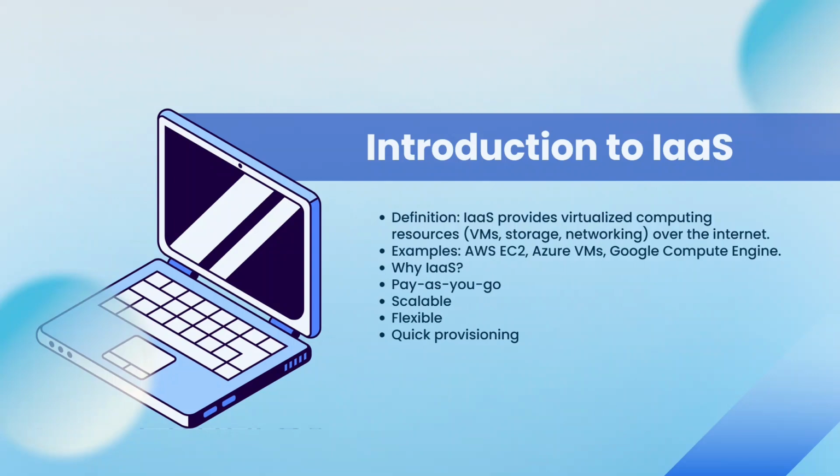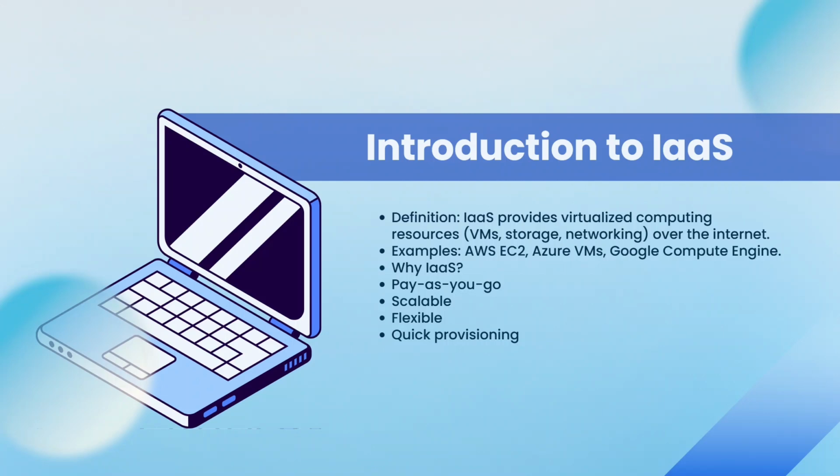Now let's look into the key components of IaaS. There are mainly four components. One is the virtual machines. Virtual machines can be scaled up or scaled down based on their workload. Users can create and run virtual servers with the choice of OS. The second component is storage. It provides cloud-based storage that can handle structured and unstructured data. Structured data includes databases, and unstructured includes media and files. It is often highly redundant and distributed for durability.